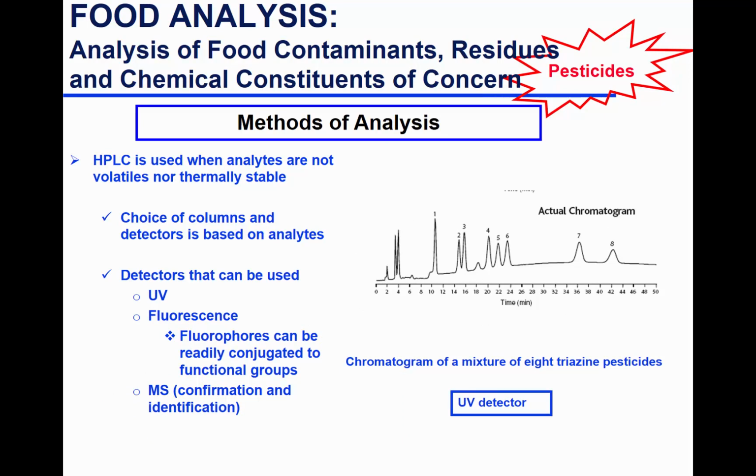This is HPLC, and again, it's a multi-residue analysis. These are for analytes that are polar and non-volatile or not thermally stable. Again, choice of columns, the same thing as with GC, depends on the analyte, and you can have a range of detectors: UV, fluorescence, or in most cases, it's MS, because you want to identify as well as quantitate.